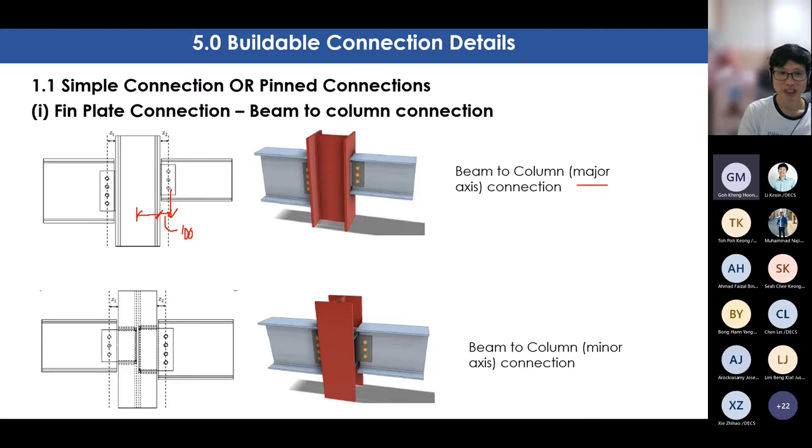If you look at the simple connection just now, my detail shows that the beam goes into the flange, into the web. That kind of connection is 100, but here the plate is extended already. So in that case, you got to modify your nominal bending moment in the simple connection design. Yeah, so this is just for info. I won't be testing all this in the exam.